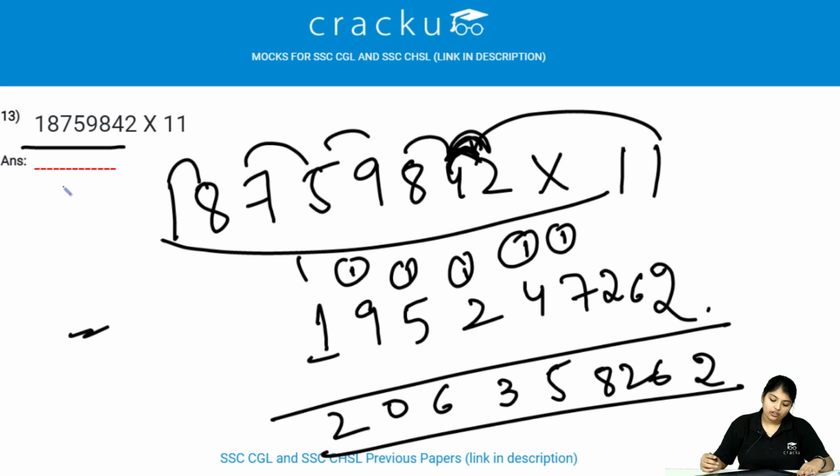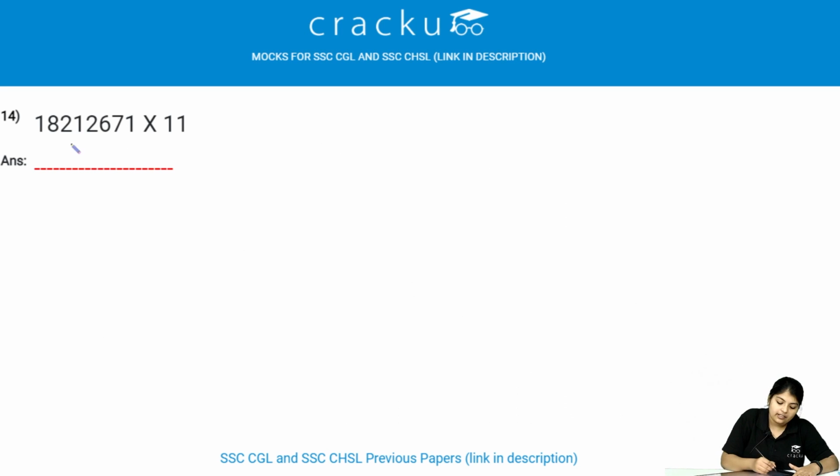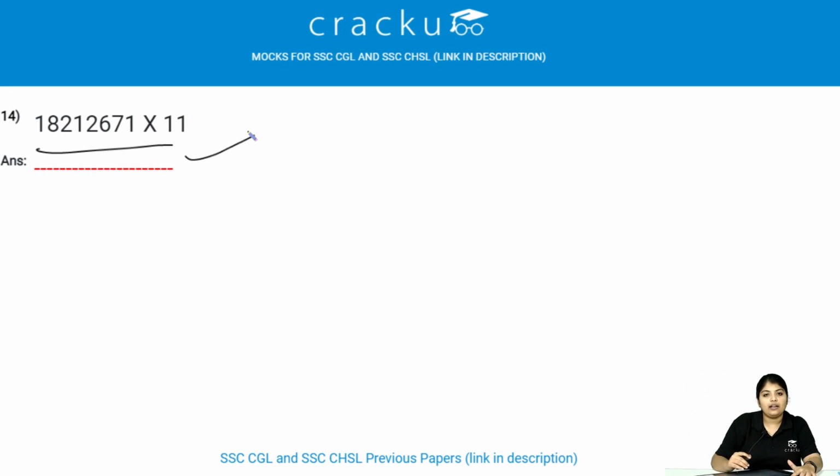I'm going to give you a homework problem in this model, that is 18212671 into 11. Try solving this. This is not a high level problem, like a many digit problem. You will be practiced to it, and it will be very easy for you in the examination to solve it in very little time. Okay. This is your homework problem. And now we are going to see a 12 digit number.